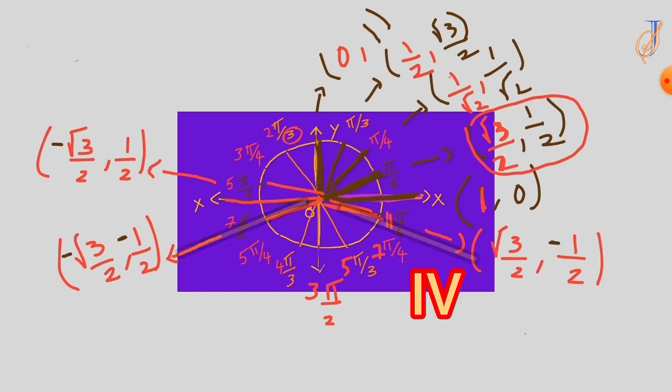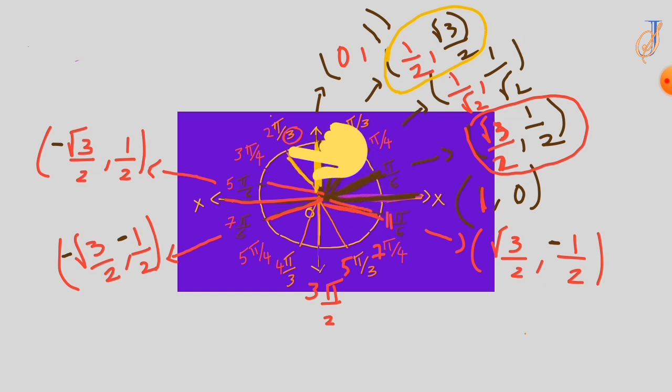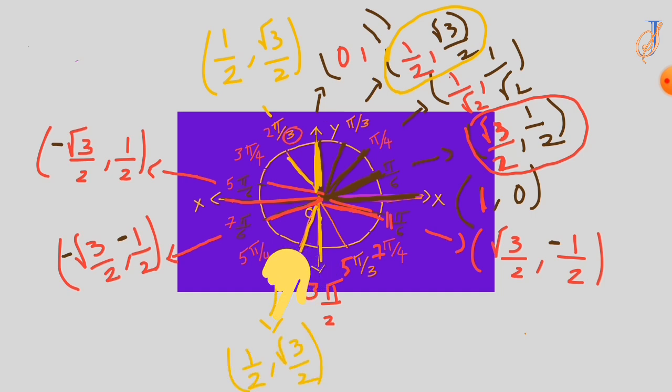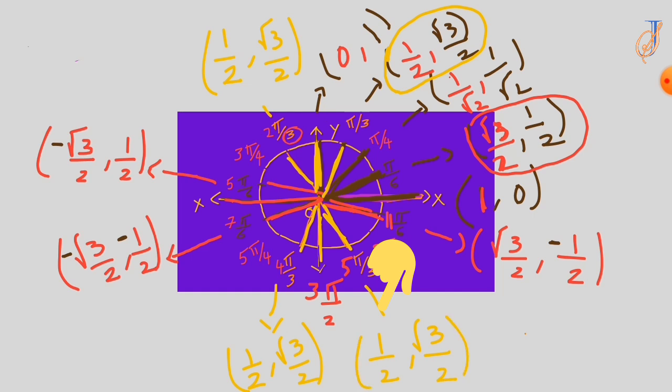This is negative. After that, near the y-axis, you have 1 over 2, root 3 over 2. So you have to write near the y-axis 1 over 2, root 3 over 2. And near the y-axis, where is it? This is the 4 pi by 3. Here you have to write 1 over 2, root 3 over 2. Similarly, here this is near to the y-axis. You have to write 1 over 2, root 3 over 2. But make sure to assign the negative sign.